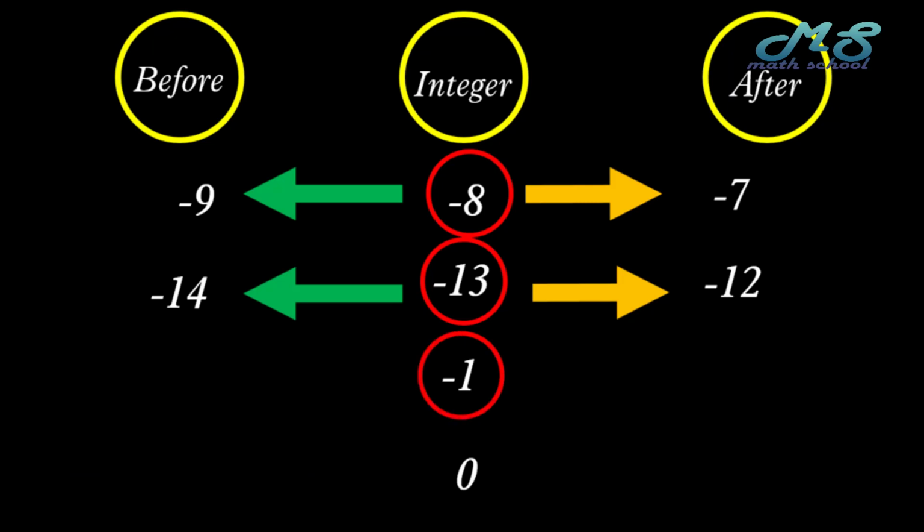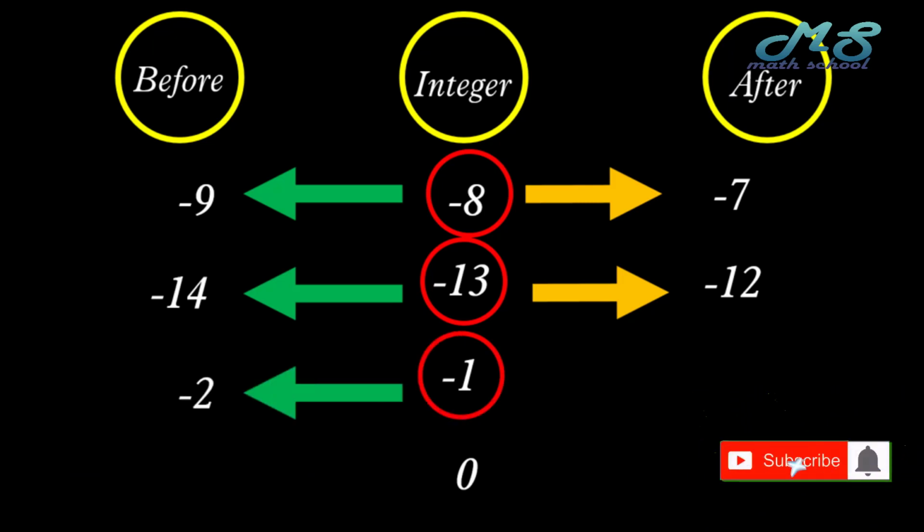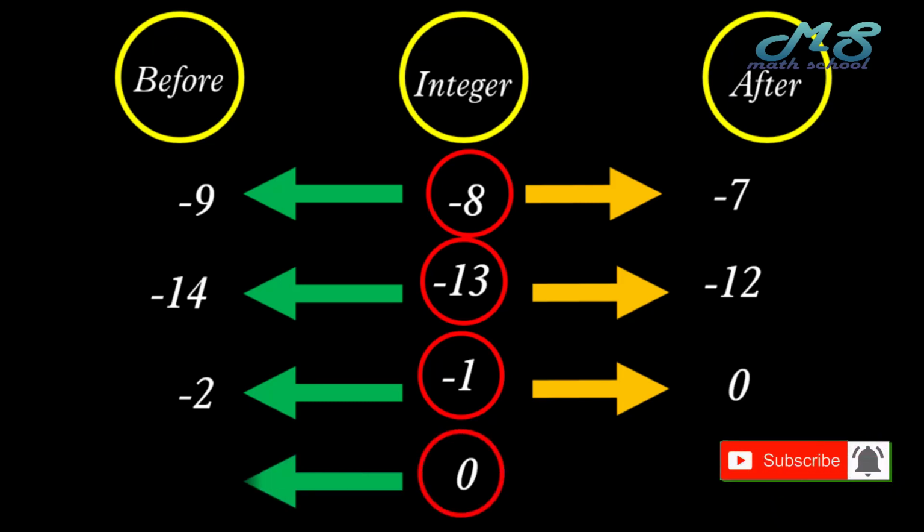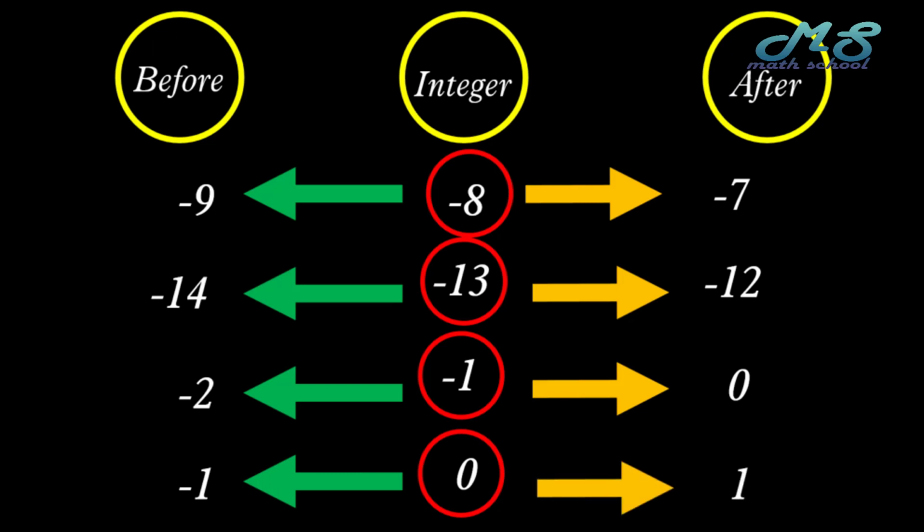Next, negative 1. Before it, we have negative 2, and after it, we have 0. What about 0? 0 is lying between negative 1 and 1. So before 0, we have negative 1. After 0, we have 1.